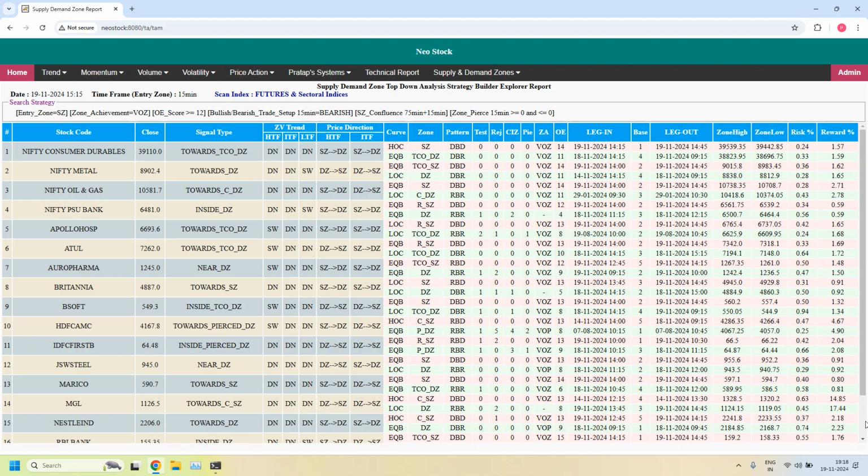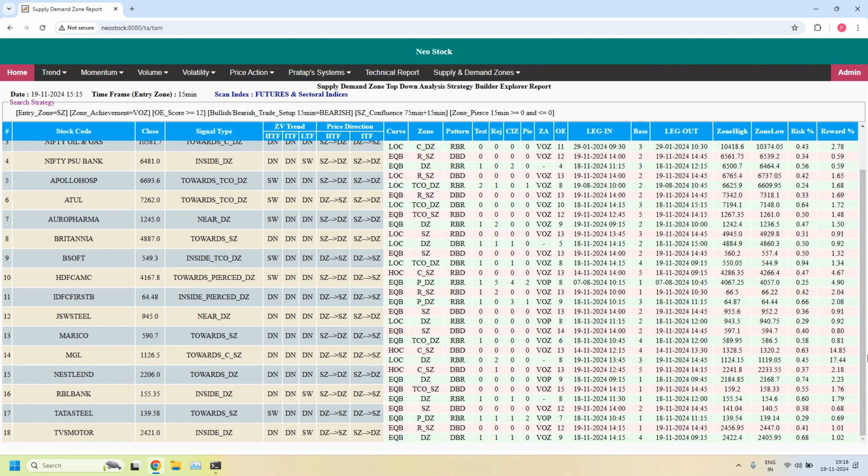I am scrolling the list down. So total 18 stocks are filtered. All these 18 stocks are supporting a bearish trade setup for a daily income trade, that is 15-minute supply zone, and also these 15-minute supply zones are overlapped with 75-minute supply zones.